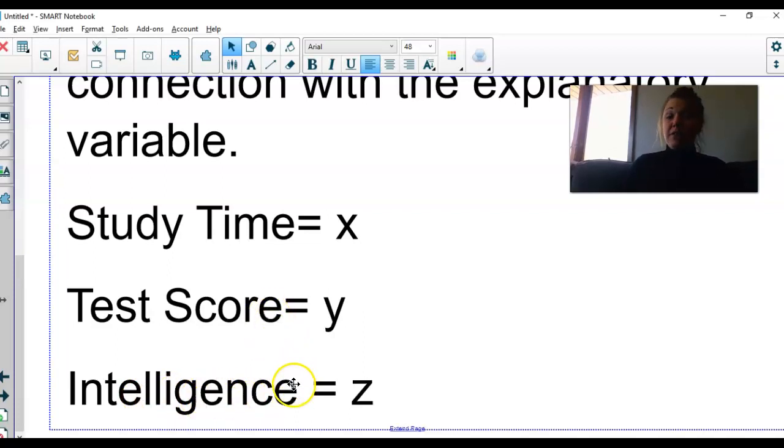That makes it a lurking variable. And we're not measuring intelligence. We're not giving people an IQ test, right? Okay. So we're looking into how study time influences test scores. The issue here is intelligence confounds that.